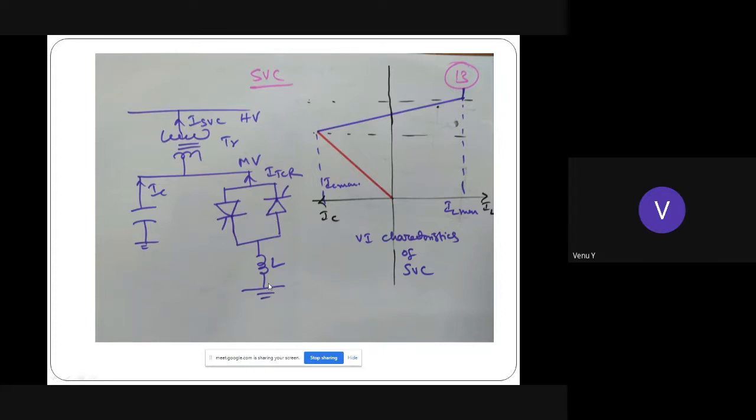Therefore, XTCR is a function of alpha and varies with alpha. Thereby, you can control the ITCR also, and hence you can provide a controlled current. IC minus ITCR is the total current fed by the SVC to the system. So you can design the TCR such that during light loaded conditions, you can provide inductive compensation, not capacitive compensation.